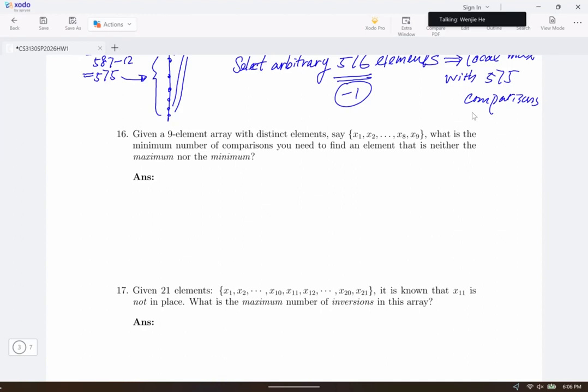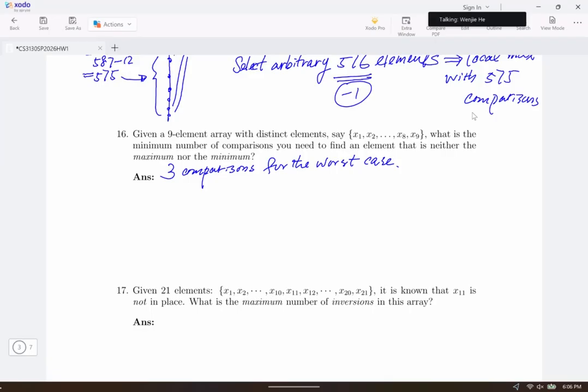The answer is 3 comparisons. But quite some students gave me 2 comparisons. We need to do it for the worst case, right? But those students who gave 2 may not be the worst case. So let me explain why it's not the worst case.